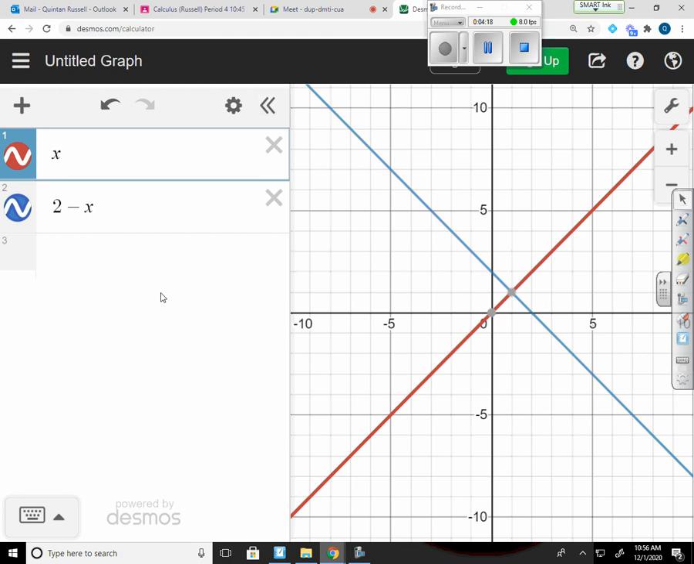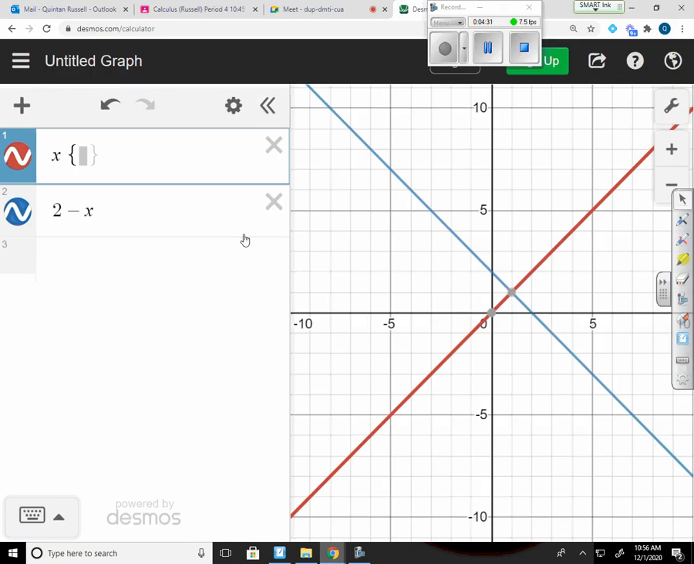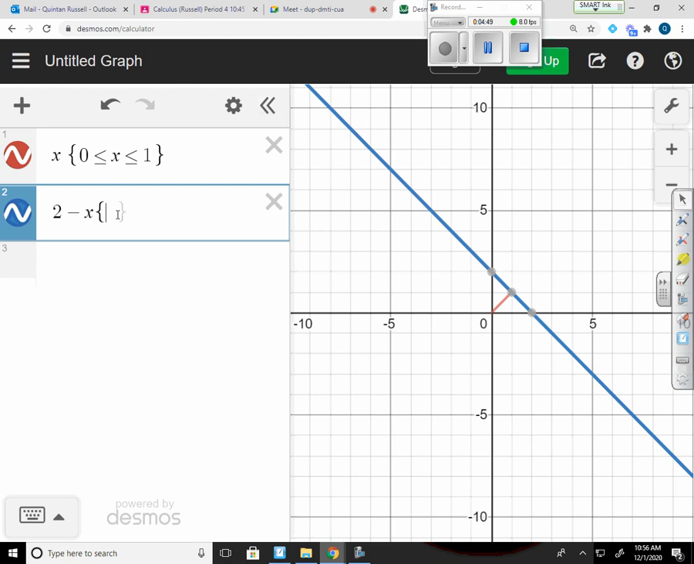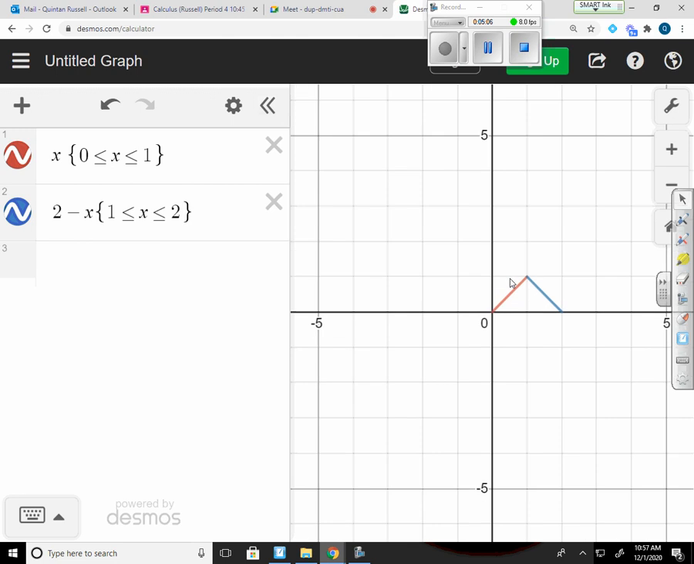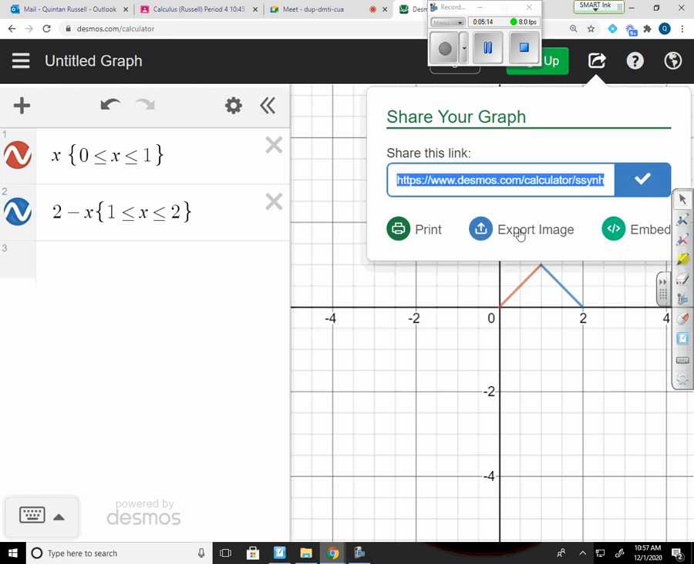Now the way that I do it is I just have to set up an interval. So then you would do when, and I don't remember what my values were, 0 to 1 and 1 to 2. So you would just do 0 less than or equal to x less than or equal to 1. And then down here, you would just do your parentheses and 1 less than or equal to x less than or equal to 2. And so now I just have the graph of that. If you wanted to submit just this graph to me, you just click this and then copy the link. And you can either put it right in your homework assignment, or you can just put it in the comments.